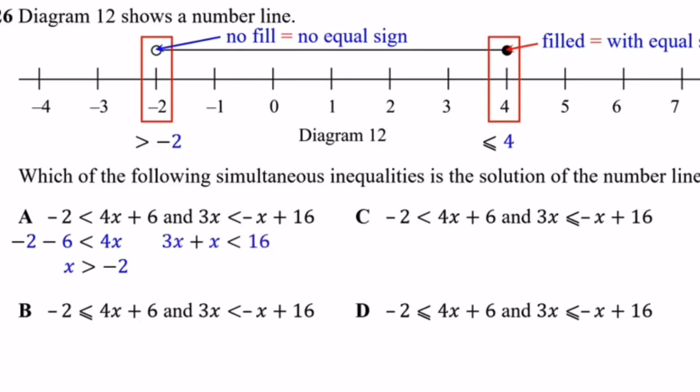But we still cannot choose this as the answer because there is no equal sign. So x more than -2 is okay, but x less than 4 is not okay for A. So we reject A. It's not the same because of the equal sign.